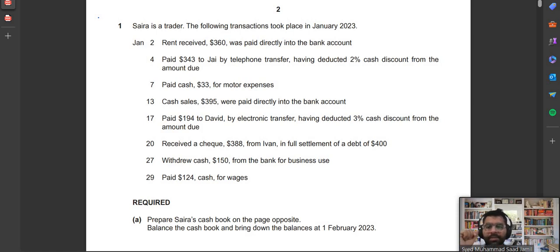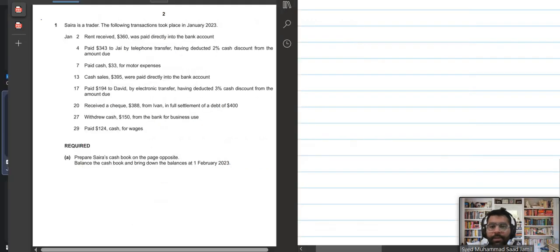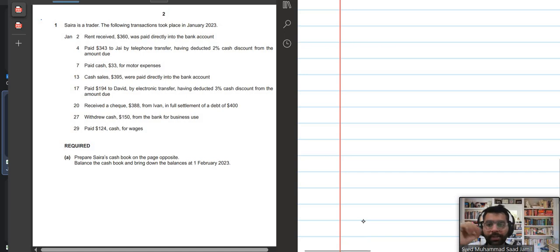So it says Jan 2nd, rent received 360 was directly paid into the bank account. Now what we will be doing is that we will be making double entries so that you guys can use those double entries for your paper. So rent received is an income, is credited, income is increasing, was paid directly into the bank account. Bank account is an asset, our asset is increasing. So what I'll be doing is that I'll be writing all the double entries over here.